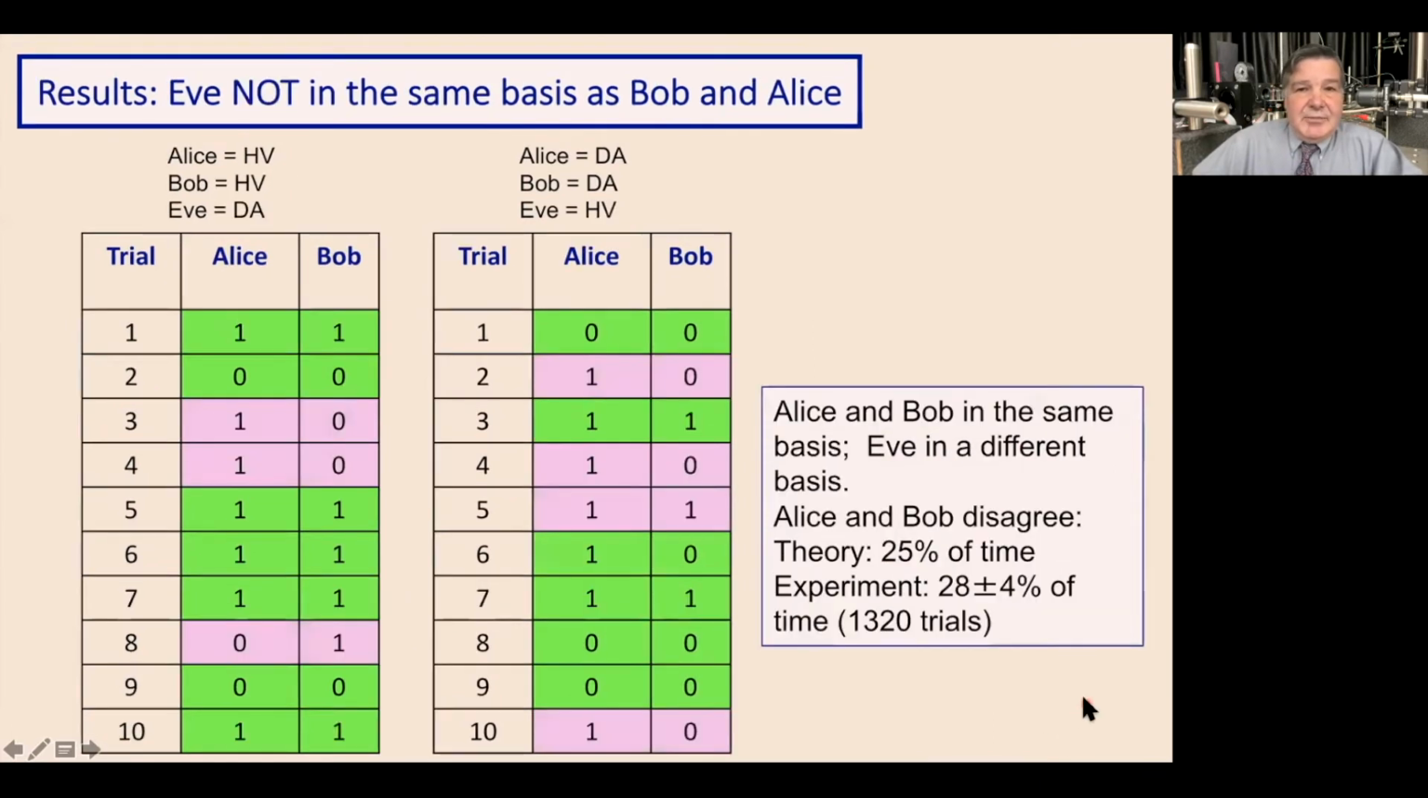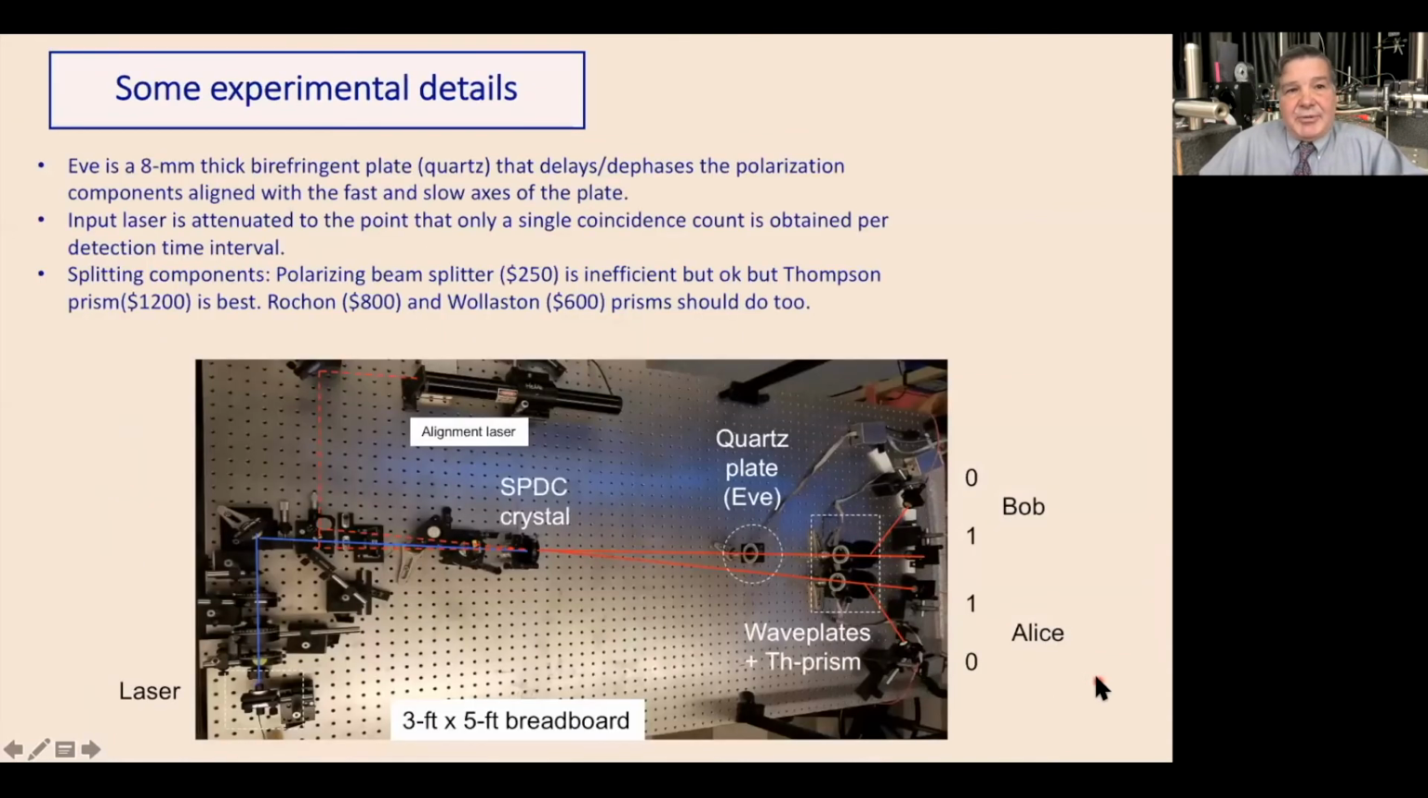Okay. But now if Alice and Bob have the same basis, but Eve has a different basis, then there are all these errors. So 25% of the time we should see errors, and we found 28% plus errors. So again, this is our demonstration, and that's the apparatus. And then there are some considerations for this.